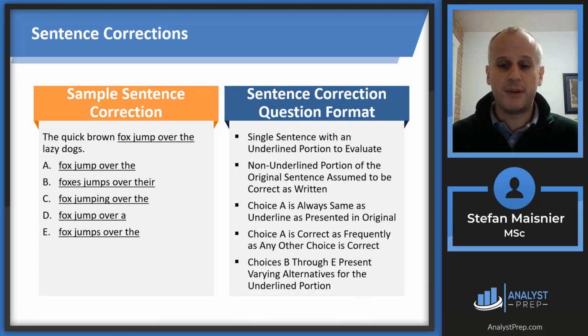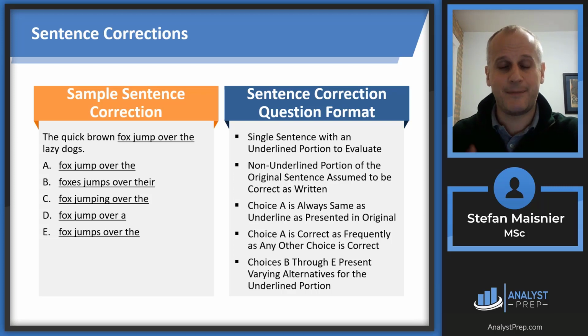So choices B through E are going to present varying alternatives for the underlined portion. As you can see here, we've got a bunch of differentiations. We've got one that says foxes, we've got one that says A, we've got a whole bunch of differentiation. And it's your job to figure out what makes these answer choices incorrect.